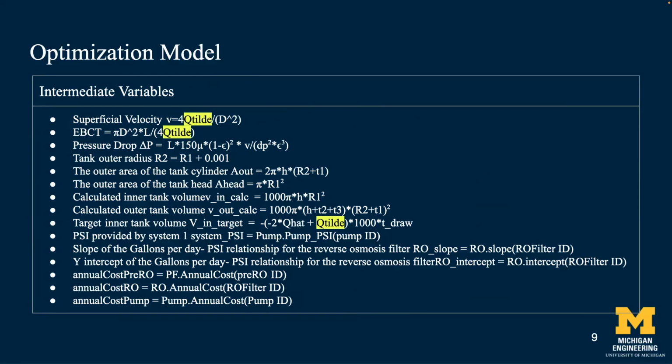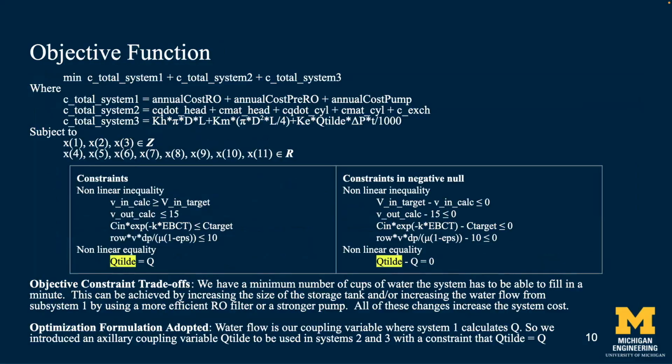One to find the velocity water is moving through subsystem 3, as well as the empty bed contact time of subsystem 3. The last one uses Q tilde and our water demand variable Q hat to define a target inner volume for our tank. Our objective is to minimize the total cost of our system.